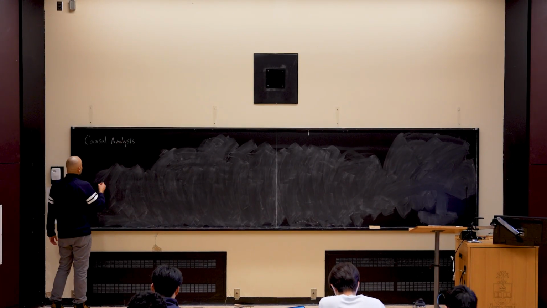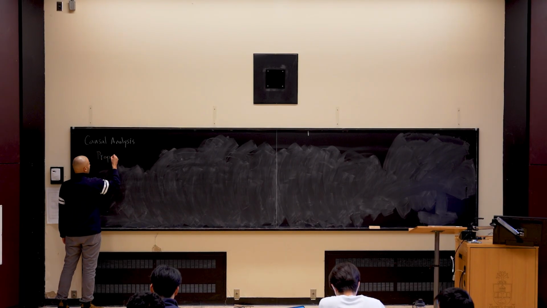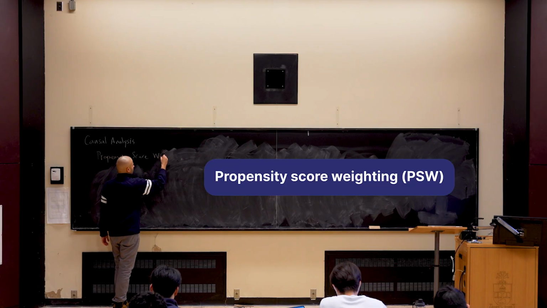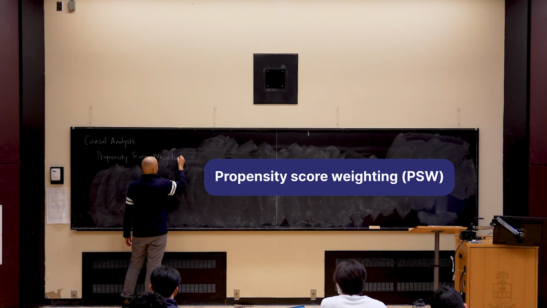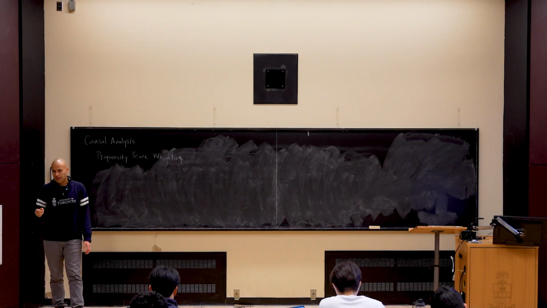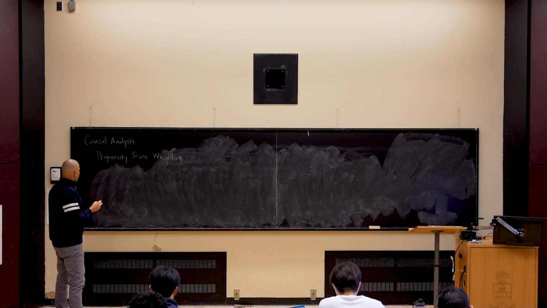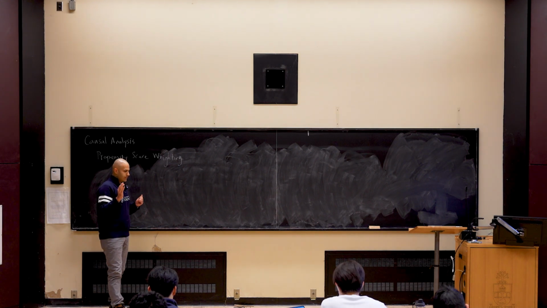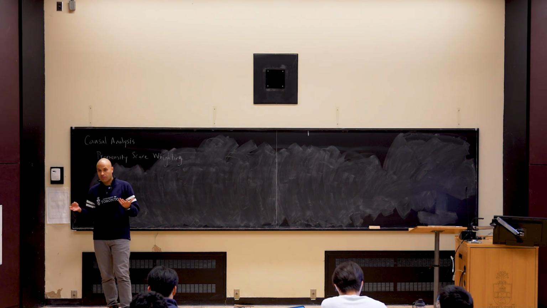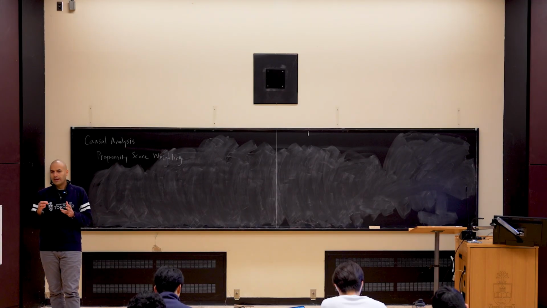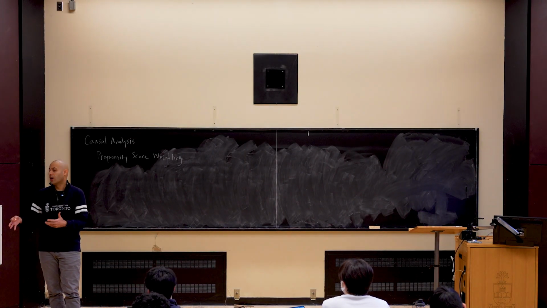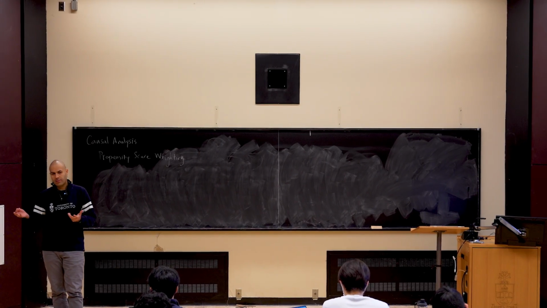So the method we're going to use is propensity score weighting. For learning how this method works, I've prepared an example. We're going to go through it. And you will see how you can use data that is already collected for making a causal claim.